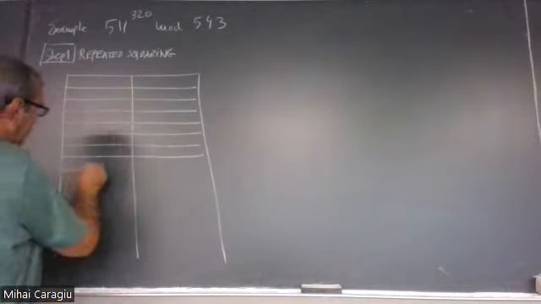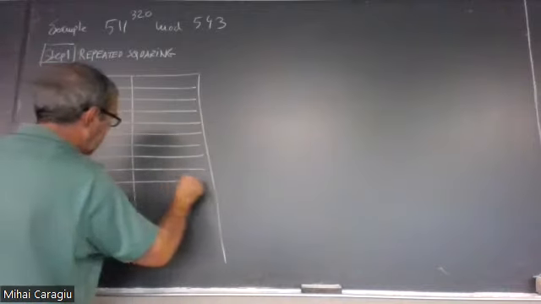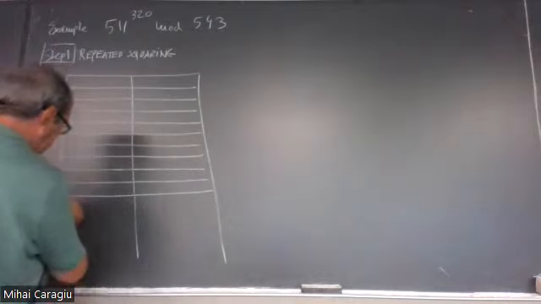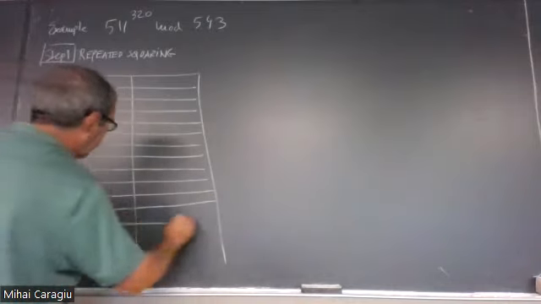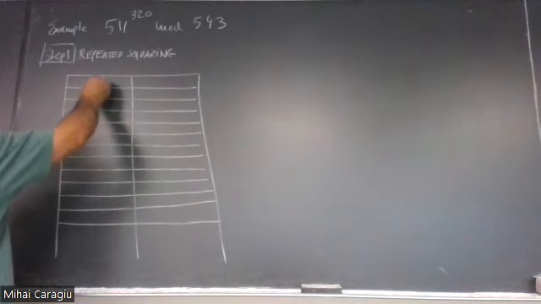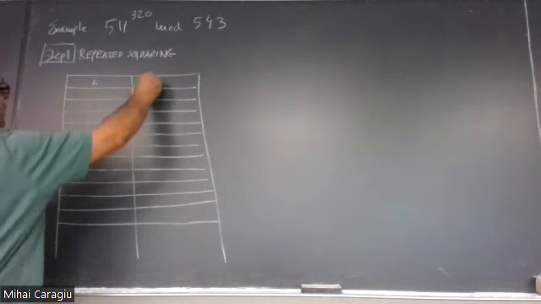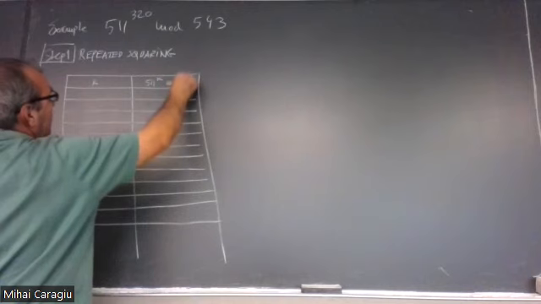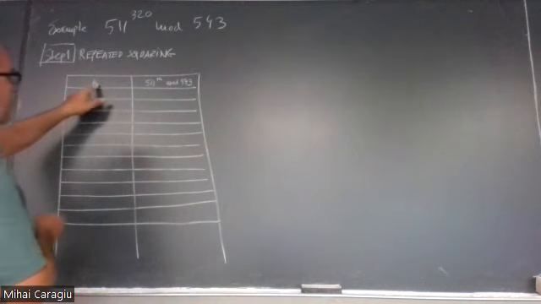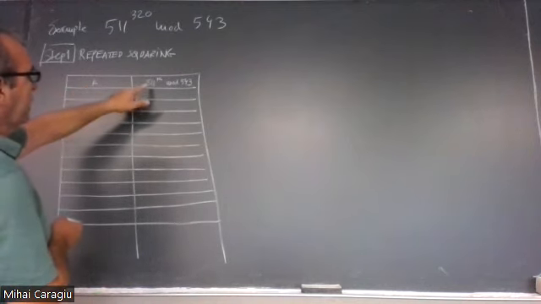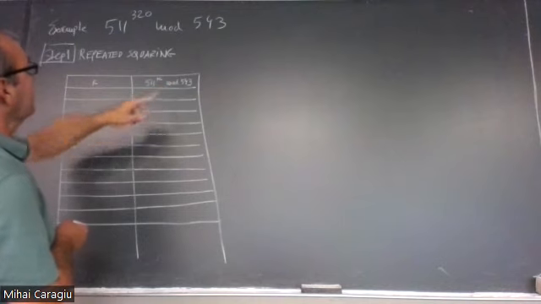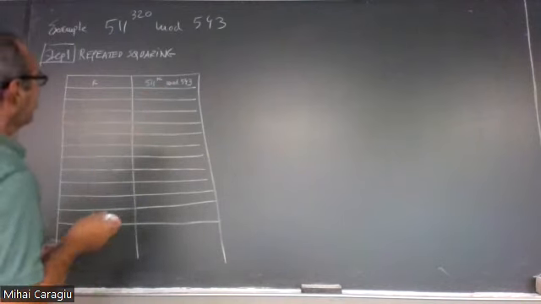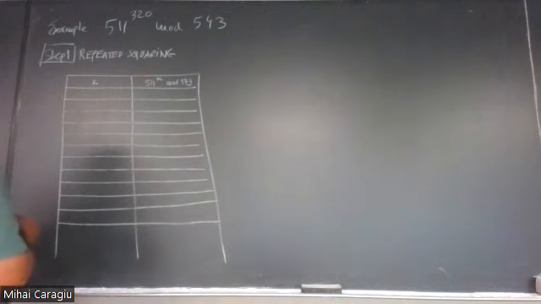Just do repeated squaring. Simple is enough. Okay, now what's the label for the first column? It's k versus 511 to the power k, but everything is modulo 543. That's how we get the first column, k. K is the exponent. The second column is the power, 511 to the power k modulo 543. 543 is the modulus. Okay, so let's initiate.